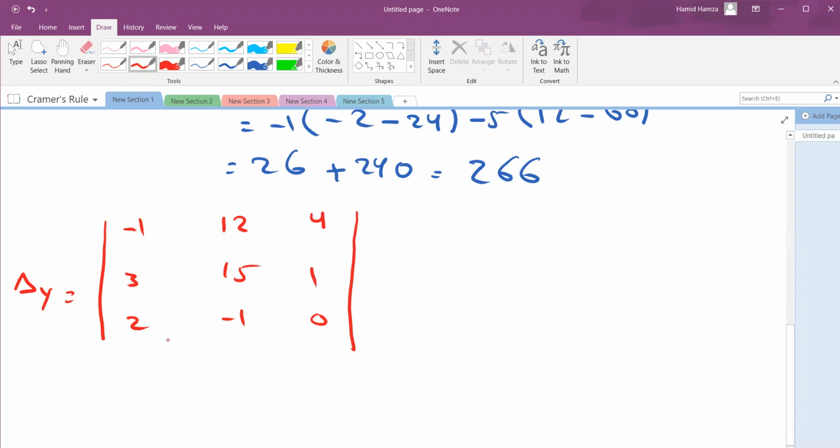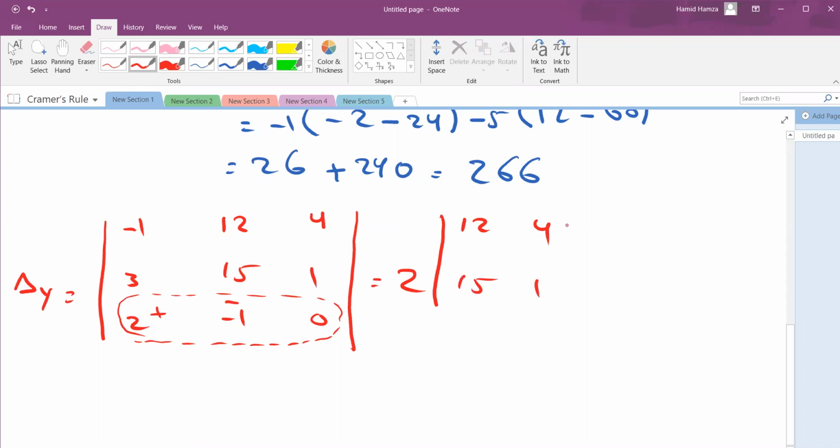So we will use the third row to find the value of the determinant. This one will be positive, this one will be negative. So it will be 2 multiplied by, eliminating this row and this column, the remaining: 12, 4, 15, and 1. Minus and minus 1, so it will be plus.